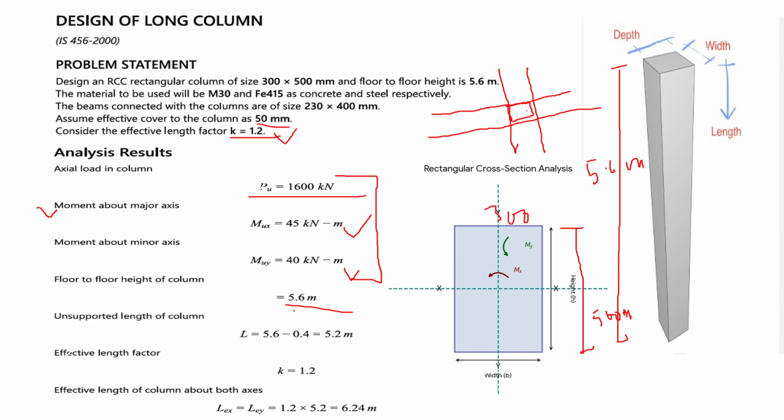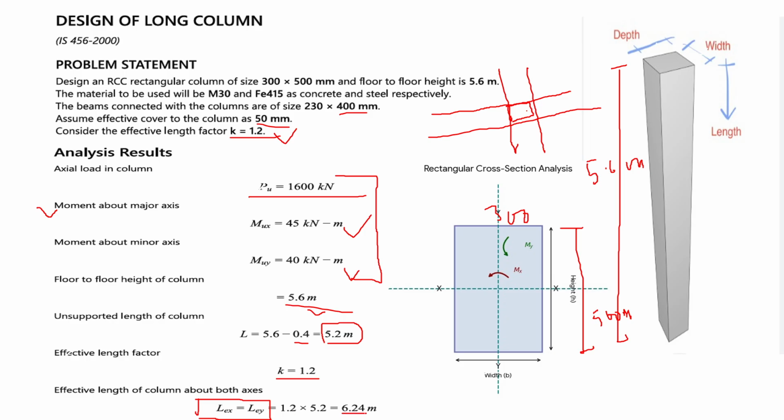The length of the column is 5.6 meter, and you have to find out the unsupported length, because the beam is connected, so you have to subtract the depth of the beam: 5.6 minus 0.4. This is the unsupported length of the column. The effective length factor is k equal to 1.2. So the effective length of the column about both axes, LEX or LEY, is equal to this factor multiplied with the total length.